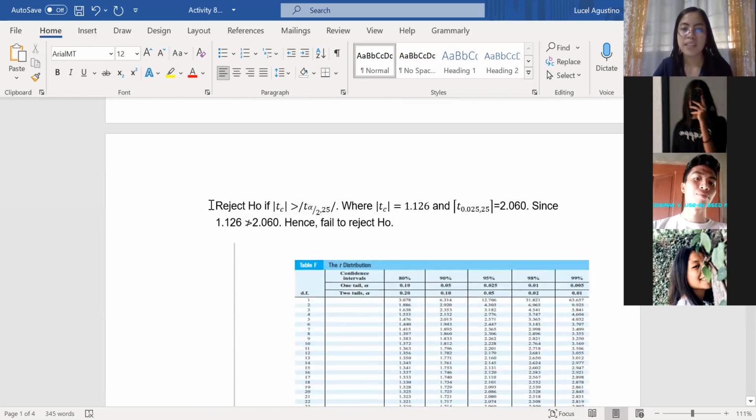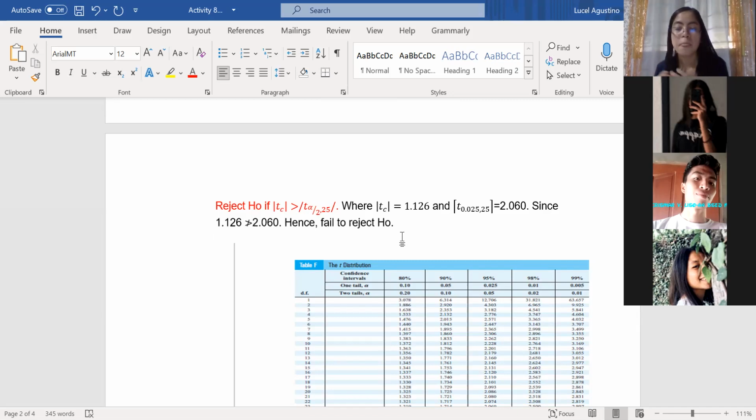So, kitaon lang. Can you see this one? Yes, ma'am. Okay, okay. So, reject HO. That is default, ha. Remember that. Reject HO if ang imo nga T computed is greater than the T alpha over 2, 25. So, ang T alpha, usually ginatawag ni siya nga T tabulated, meaning according to the table, the tabular values.